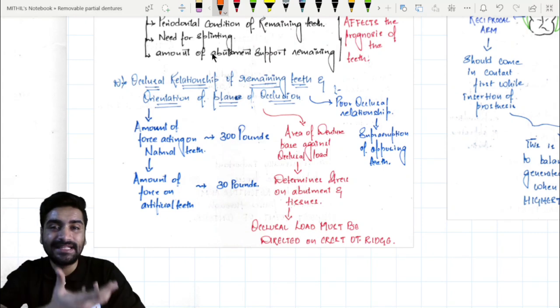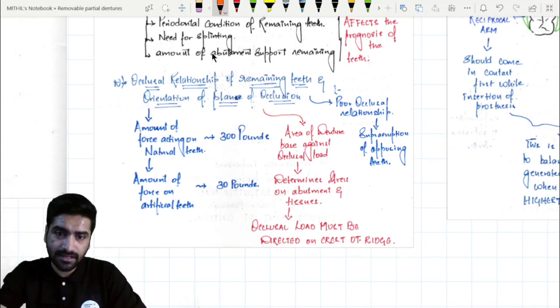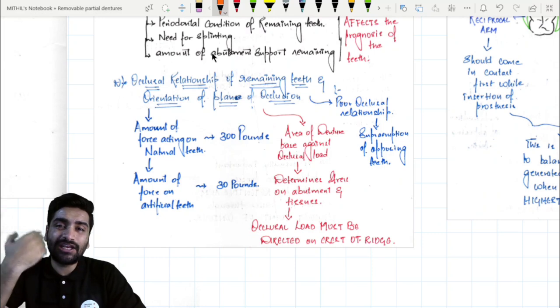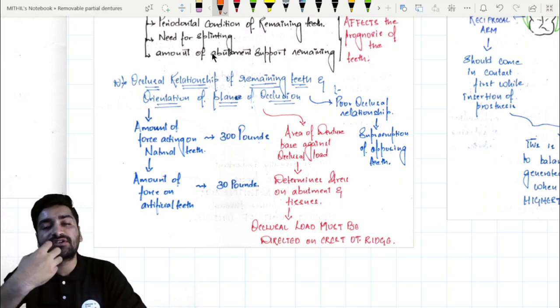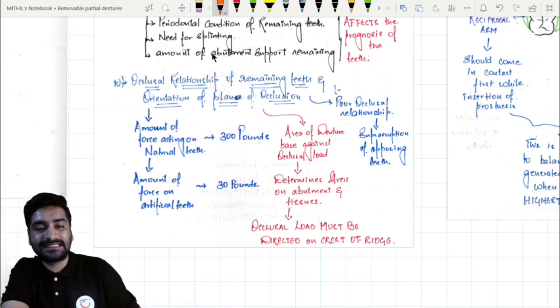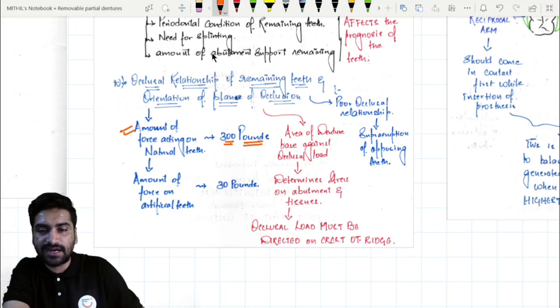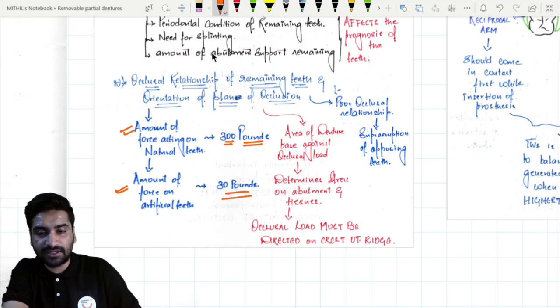Now there are few teeth in the oral cavity when you are thinking of a removable partial denture, right? So in that case you need to evaluate the occlusal relationship of the remaining teeth, the orientation of the plane of occlusion, how is the occlusal plane. Now if I say the amount of forces acting on the natural teeth is somewhere averaged around 300 pounds, whereas the forces on artificial teeth are 10 times less, that is around 30 pounds.